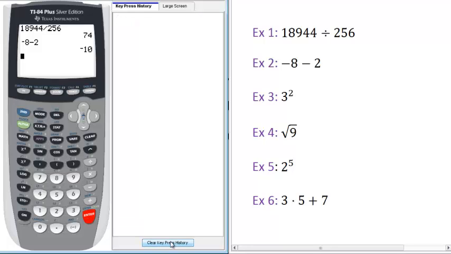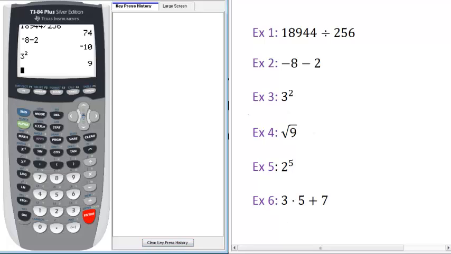Example 3 is 3 squared. So we push the 3 button, and then to push the squared button, that is actually over here on the left, and it looks like x squared, and what that x squared button does is it squares whatever number you have inputted in the first place. This is a newer edition of the calculator, so it is actually written as 3 squared. So to figure out what this is, we hit the enter button, and it tells us that 3 squared is equivalent to 9.